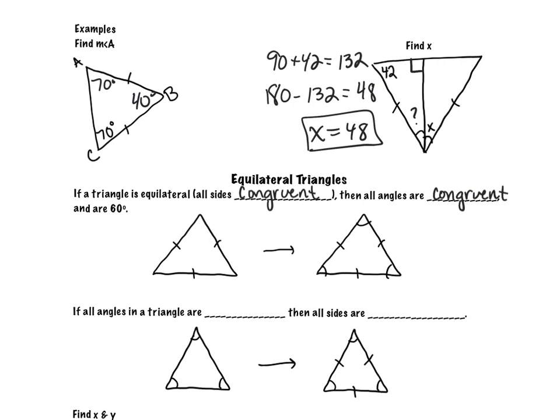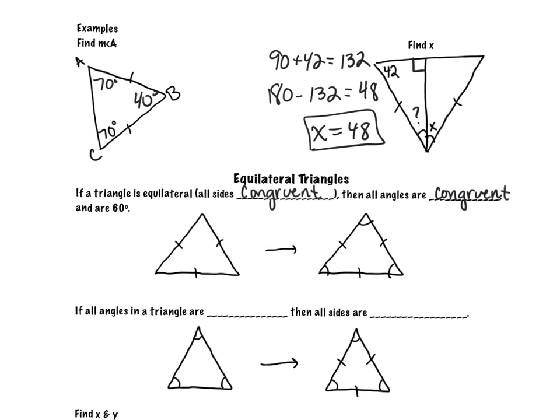It works backwards too, in the fact that if all the angles in a triangle are congruent, then all the sides are congruent.